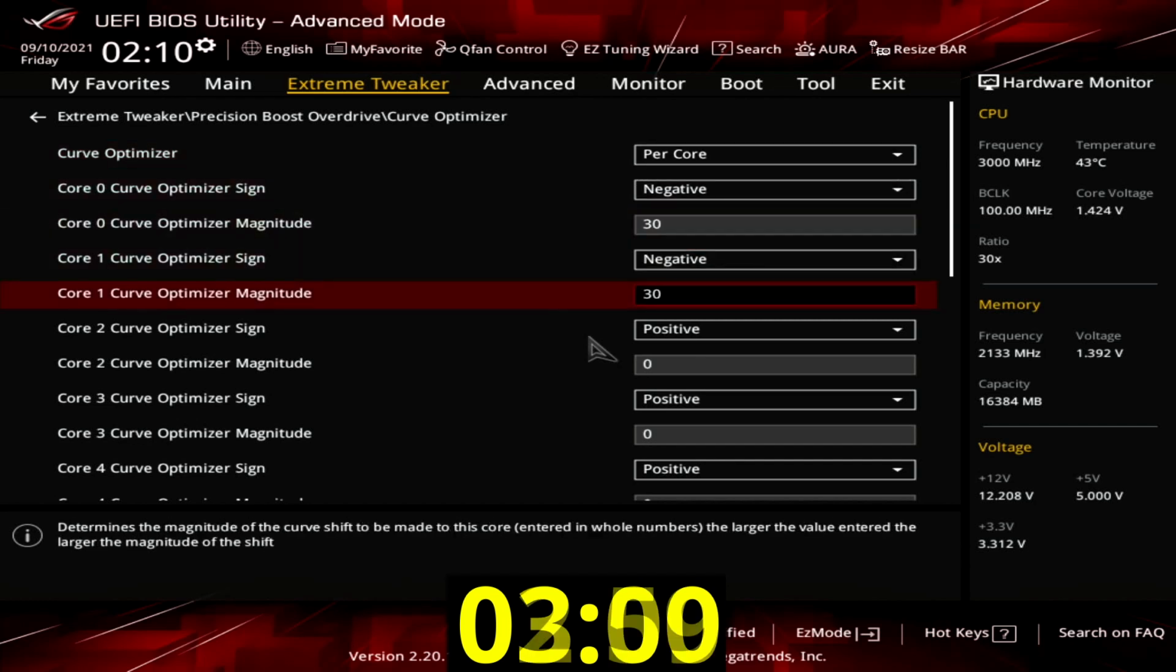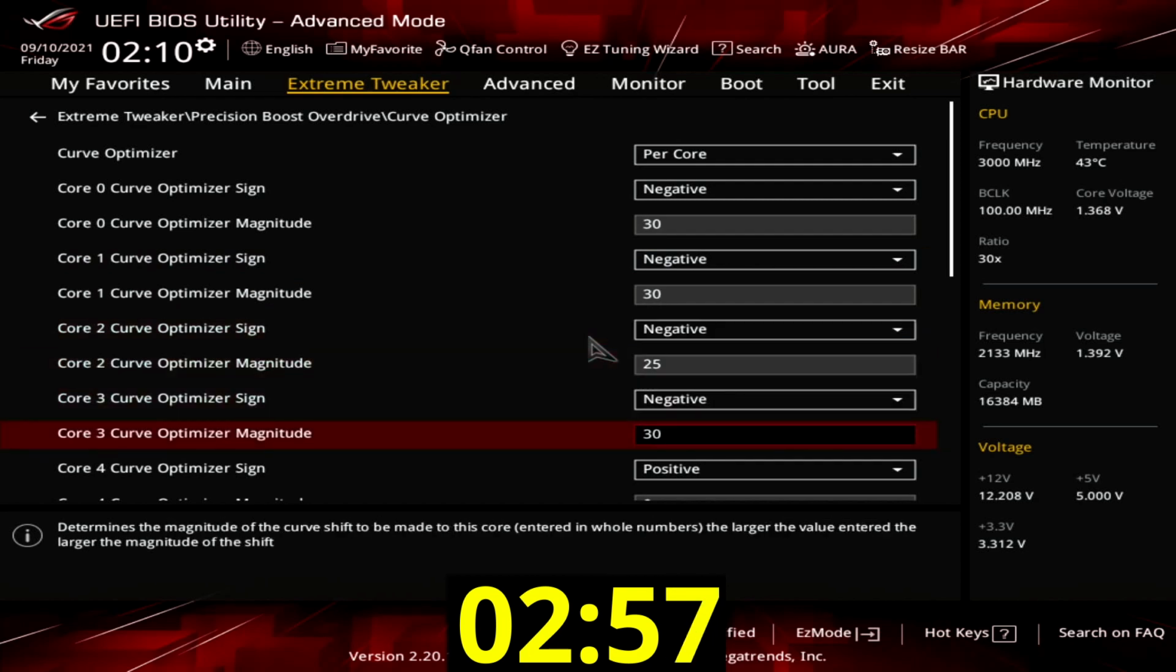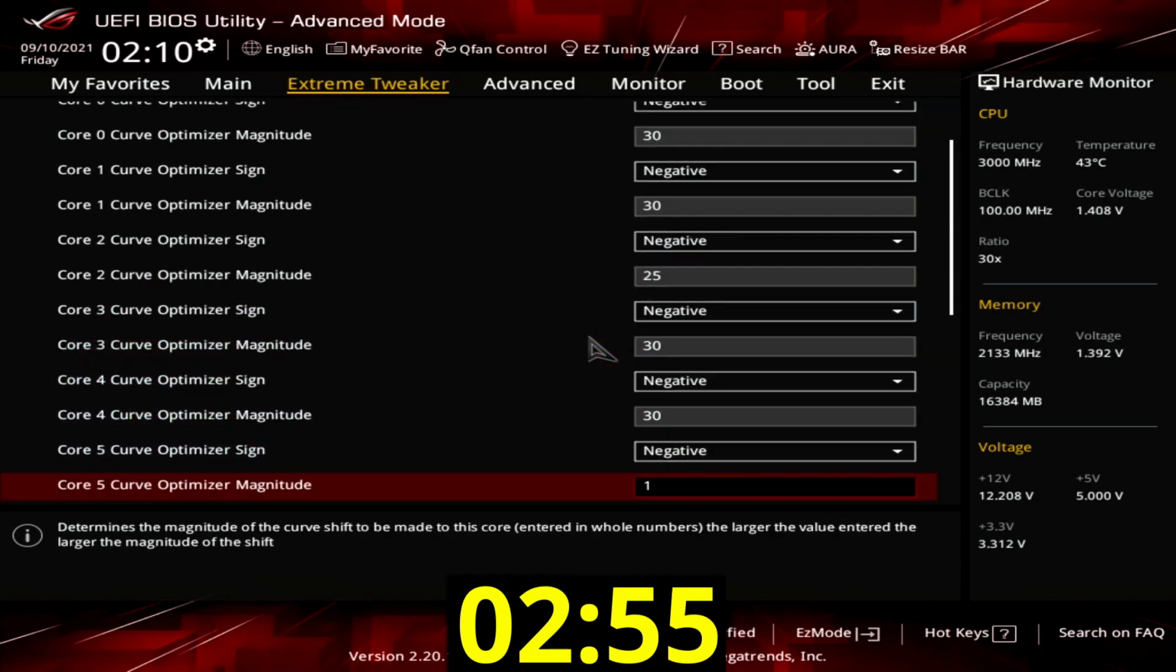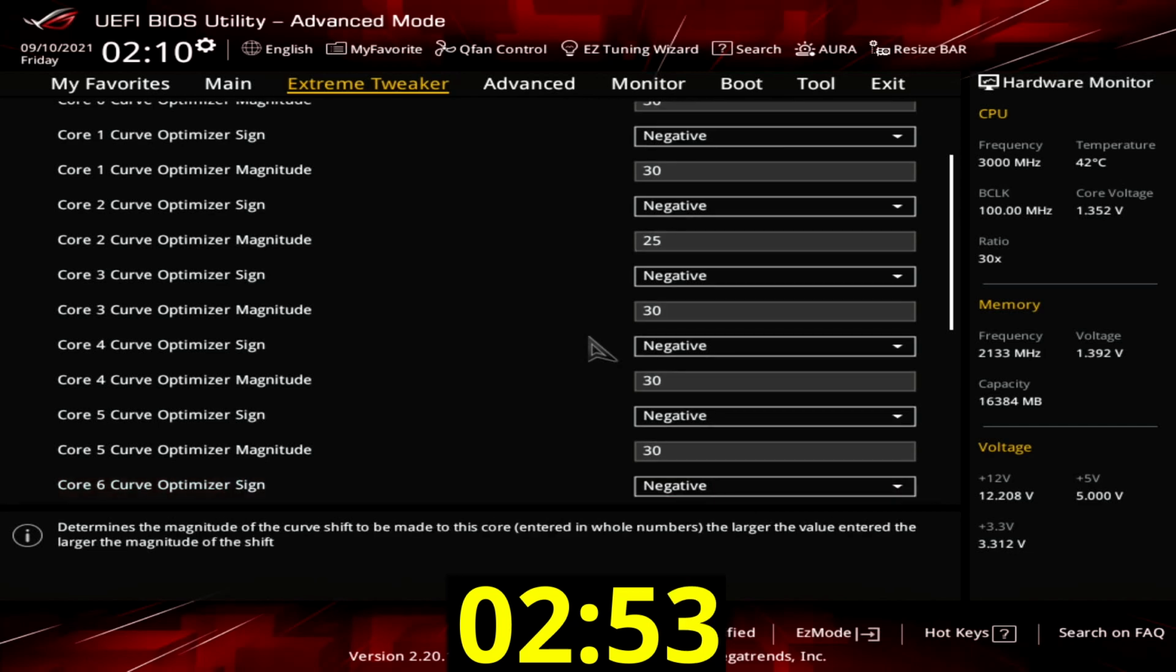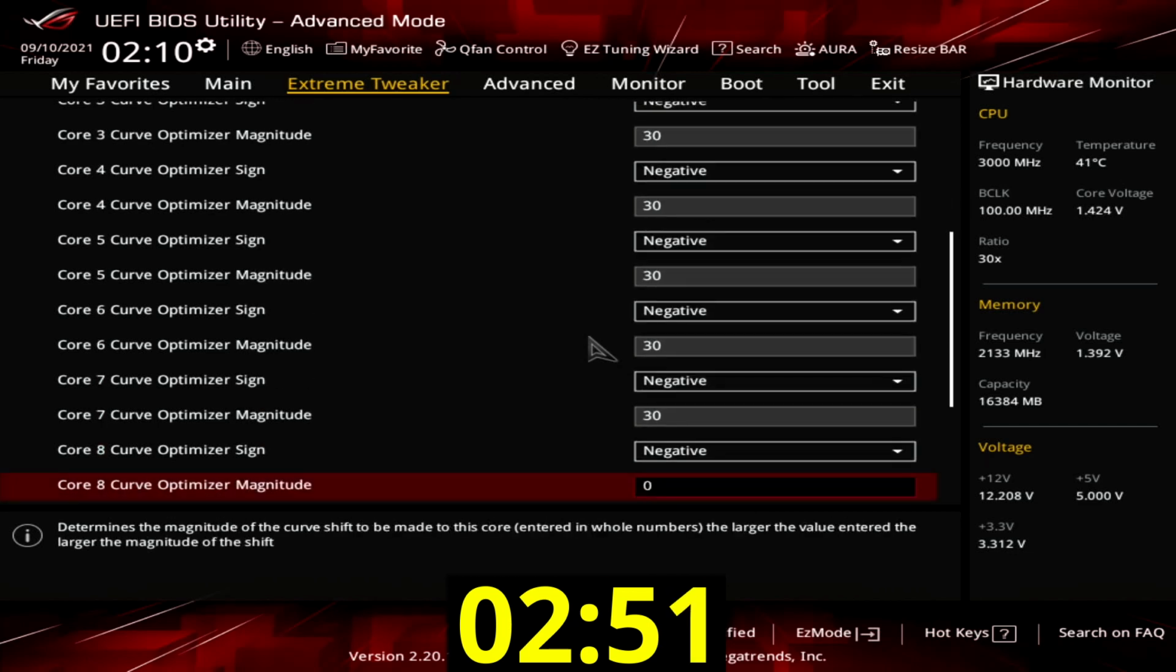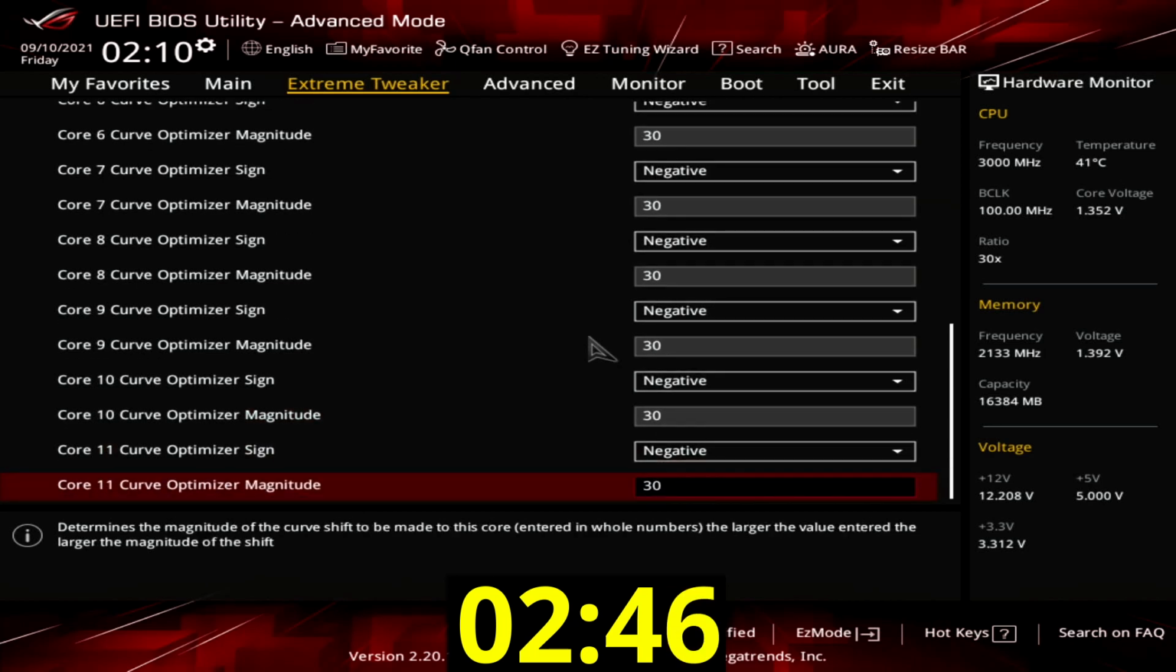Set Core 0 to Core 11 Curve Optimizer sign to negative. Set Core 0 to Core 11, except Core 2, Curve Optimizer magnitude to 30. Set Core 2 Curve Optimizer magnitude to 25. Leave the Curve Optimizer submenu.